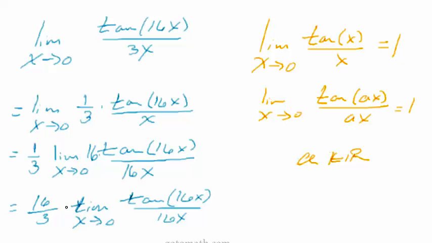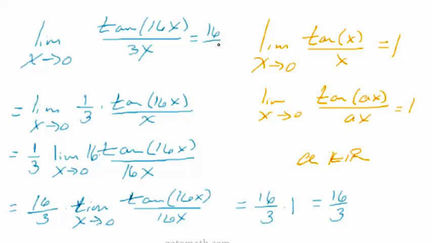And of course, what do we have? We end up with 16 over 3, and then of course we know that this limit right here is equal to 1, and so we end up with just 16 over 3. There it is.